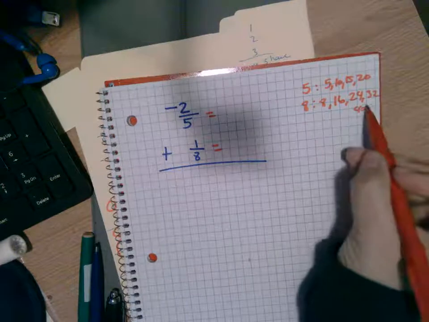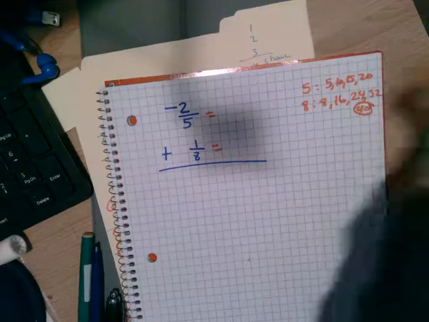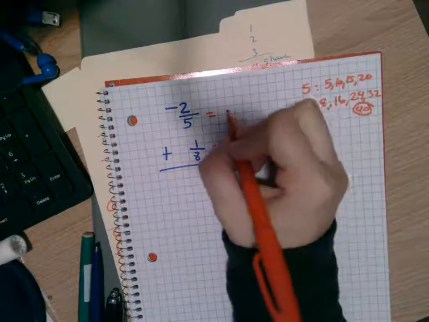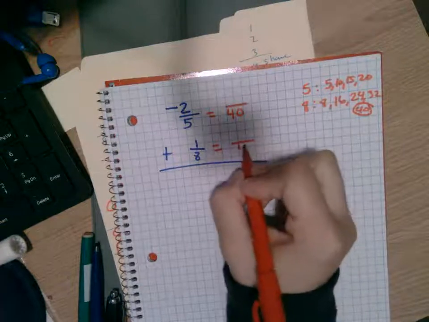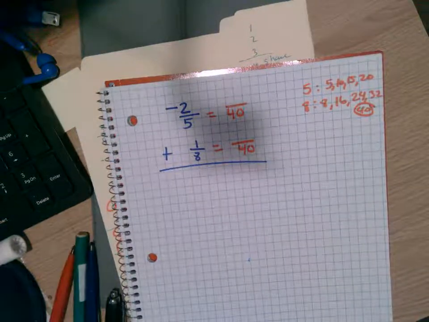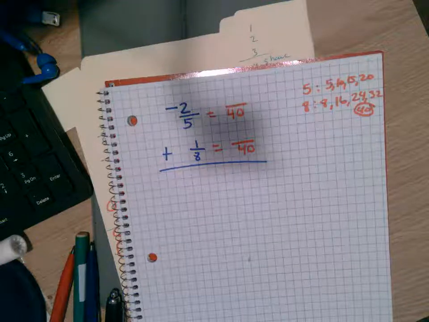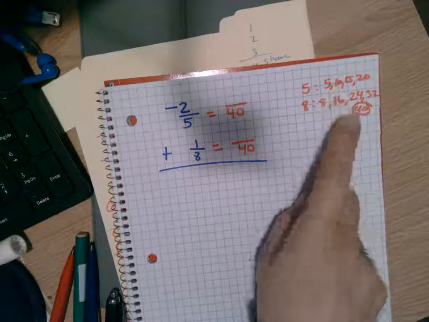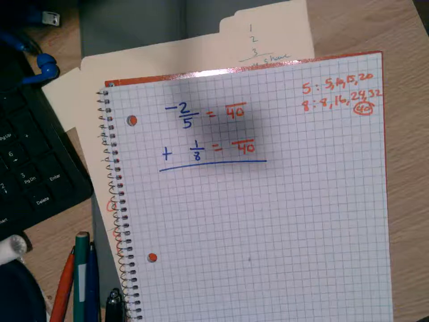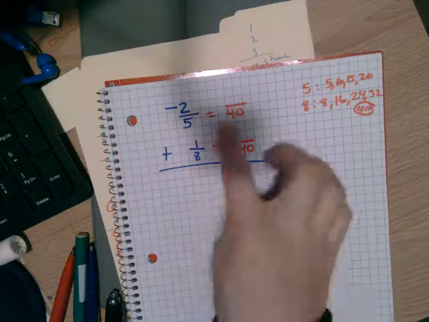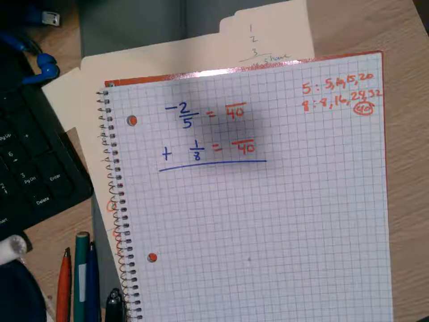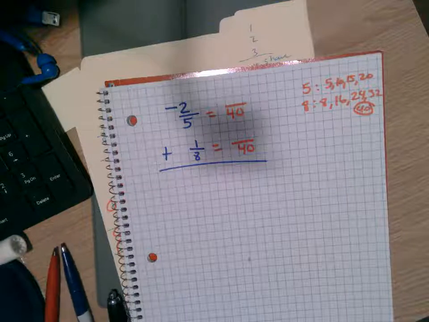So 40. If I continue the 5s, I'll hit 40. So 40 is our common denominator. Now, if you have your agenda from last year, there's a multiplication chart at the end. You can find these there, and then you just go 5 and 8, and you see what number they have in common. And it's 40. So use your resources, kids. Use your resources.